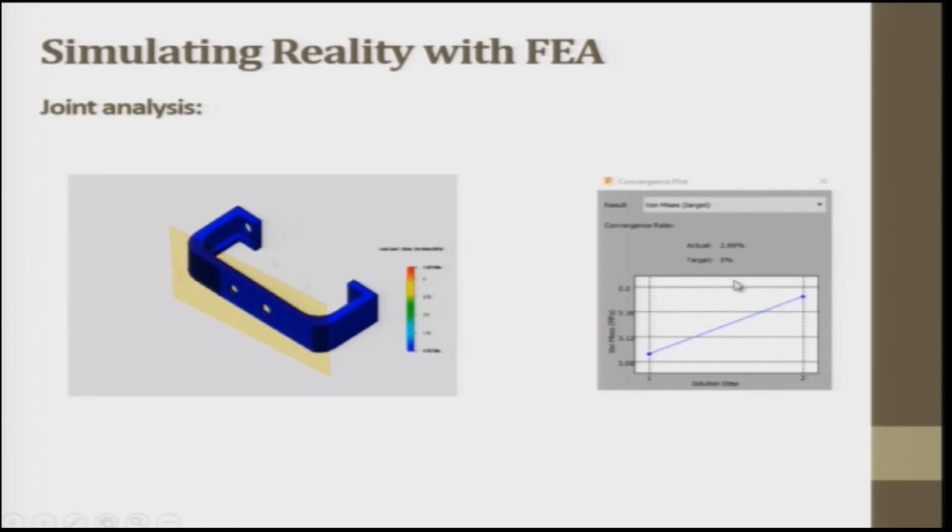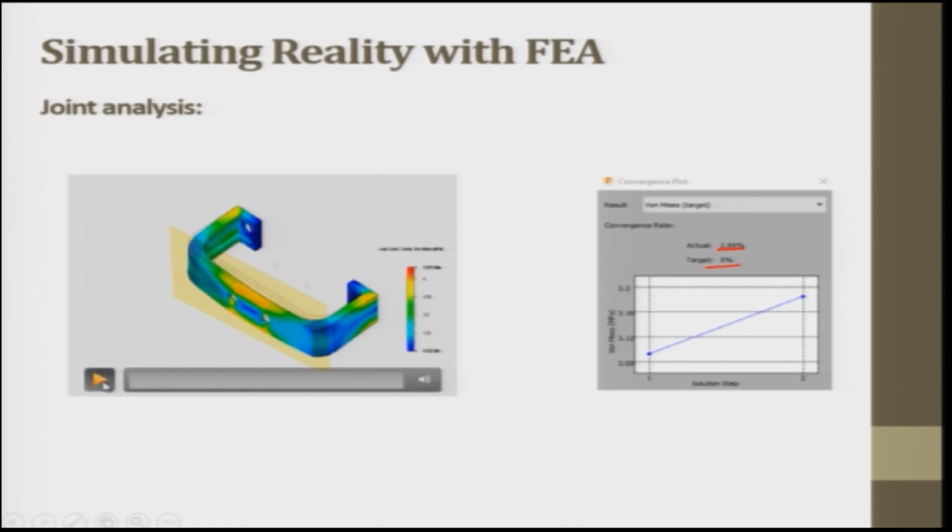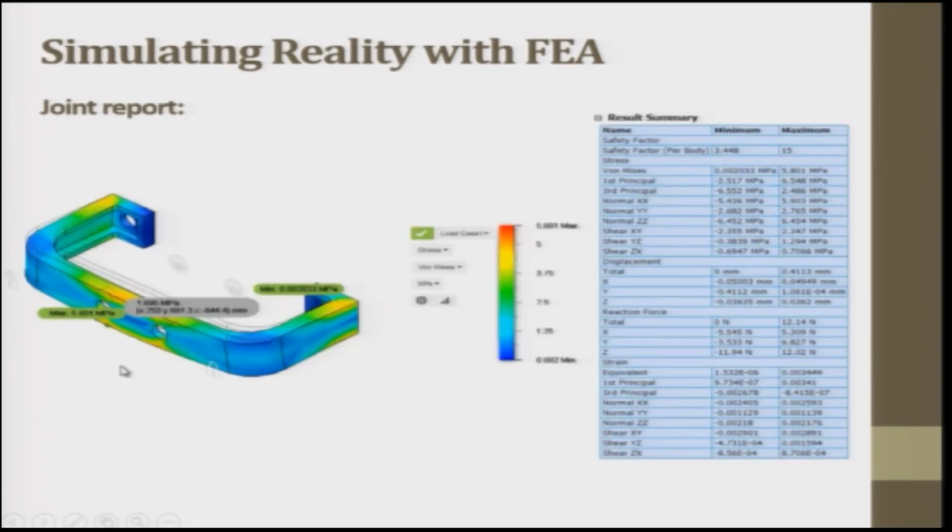Next is joint analysis. In joint analysis, we added this one versus a target. So actual was 2.89% and target was 5%. So I have a video for you here, a short video. You can see the joint analysis, how the joint moved. This is how it moves. So this is the animation that is there in the software. So next is the joint report.